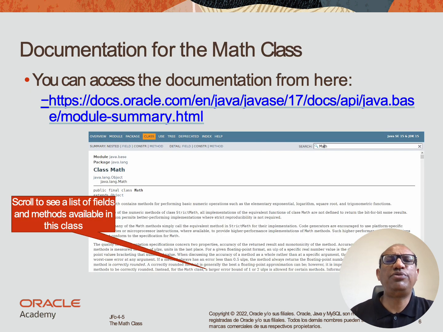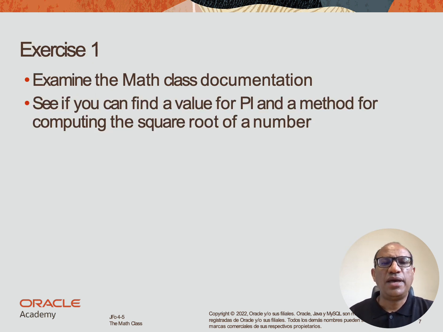You can explore the full list of methods and constants in the Java API documentation. Scroll to find Math and dive into its methods and fields. It's a gold mine for doing math in code. Exercise 1. Check out the Math class documentation and try to find two things: the value for pi, and a method to compute the square root of a number.